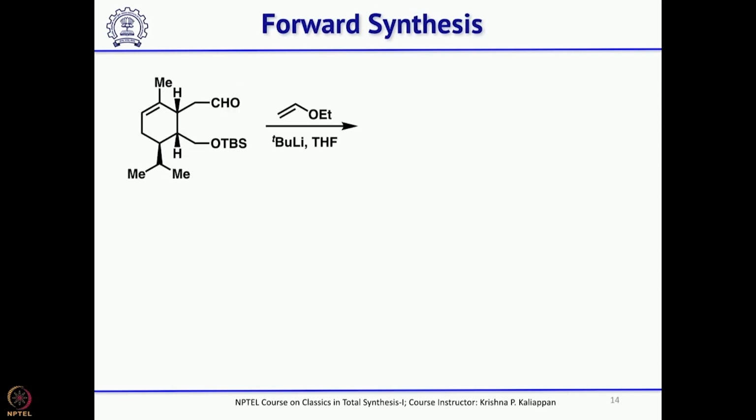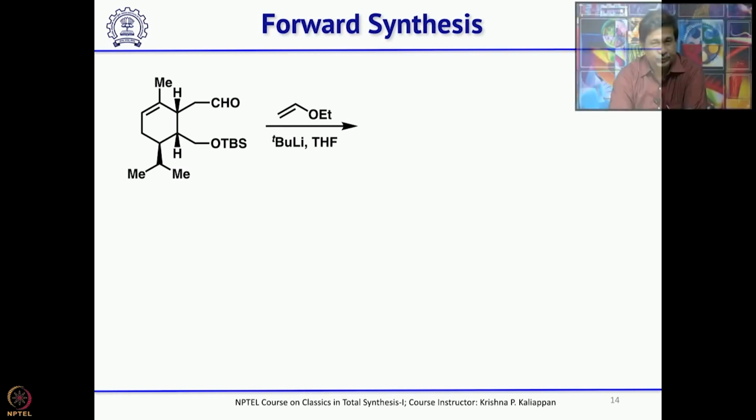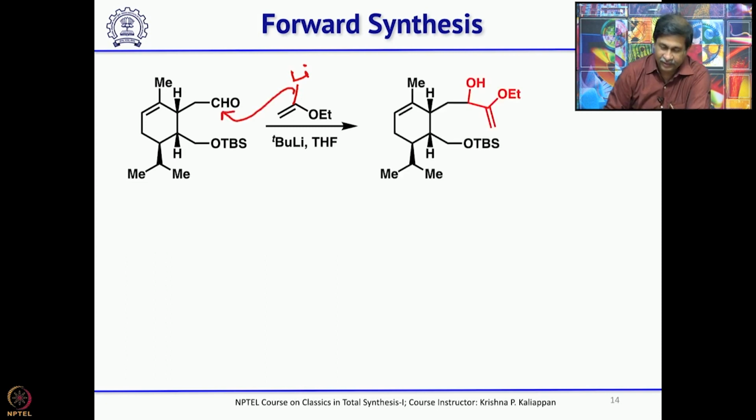So, how one can do that is you have this aldehyde. Okay. So, this upon treatment with ethyl vinyl ether and tertiary butyl lithium. So, what does it do? When you have ethyl vinyl ether on treatment with tertiary butyl lithium, it will pick up this proton and it will generate this lithium species. Okay. This lithium species will add to this aldehyde, and you will get the corresponding allylic alcohol.